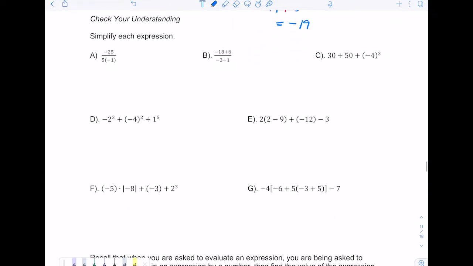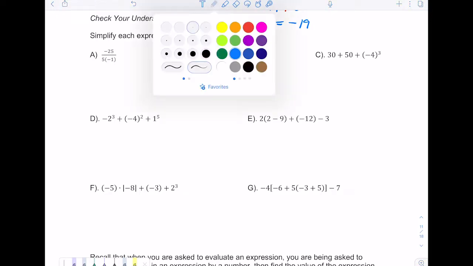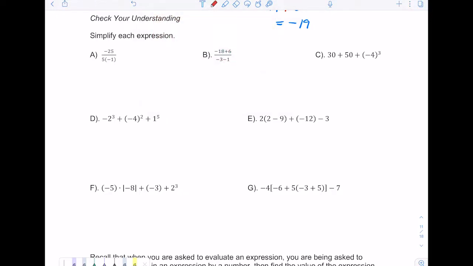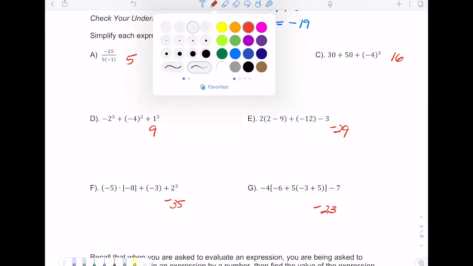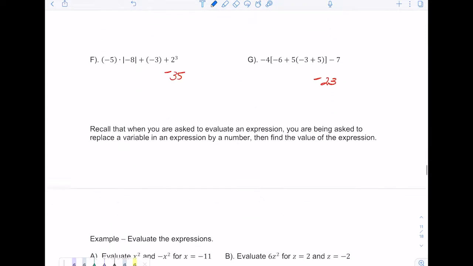Okay, you all can try to check your understanding. I will give you the answers here so you can double check and make sure you are on the right track, but you can work these out. It's good practice. So for A, you should get 5. B is 3. C is 16. D, you should get 9. E is -29. F is -35. And G is -23. So also go practice with your signed numbers.